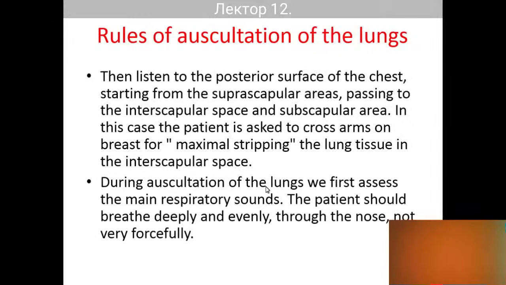Then listen to the posterior surface of the chest, starting from the suprascapular areas, passing to the interscapular space and subscapular area. In this case, the patient is asked to cross arms on the breast for the maximal exposure of the lung tissue in the interscapular space.